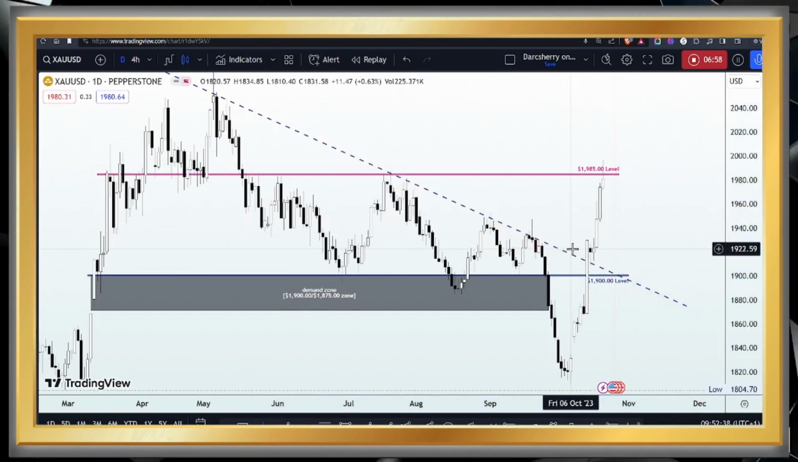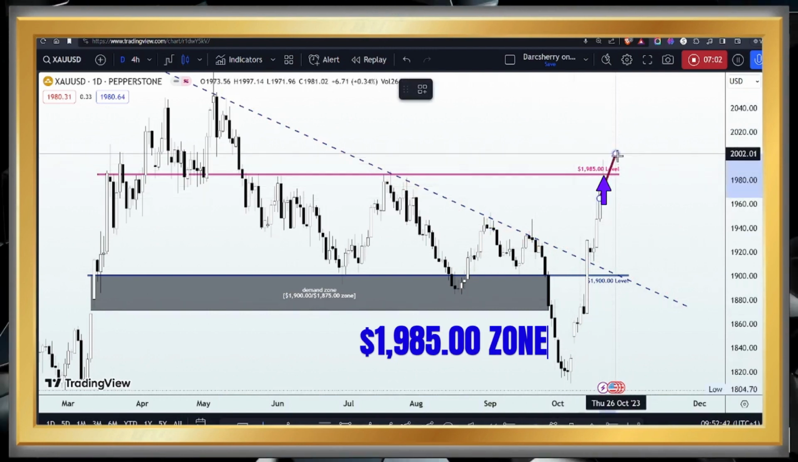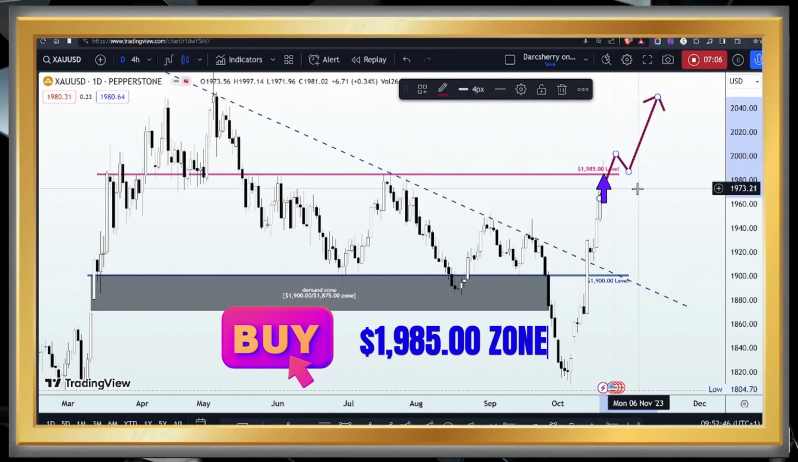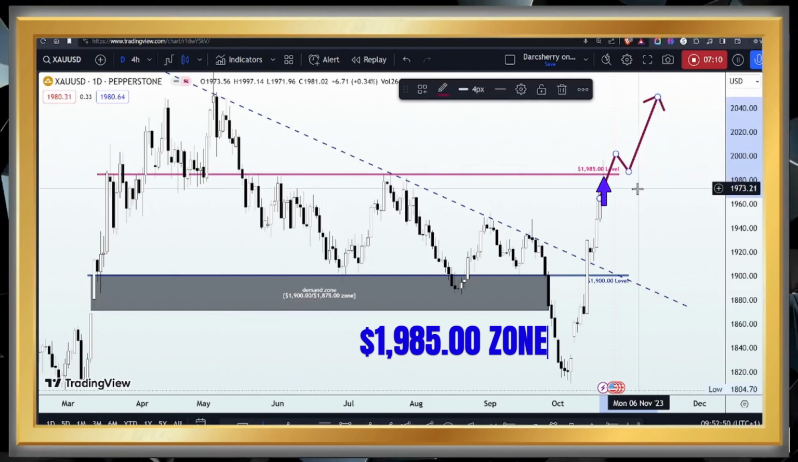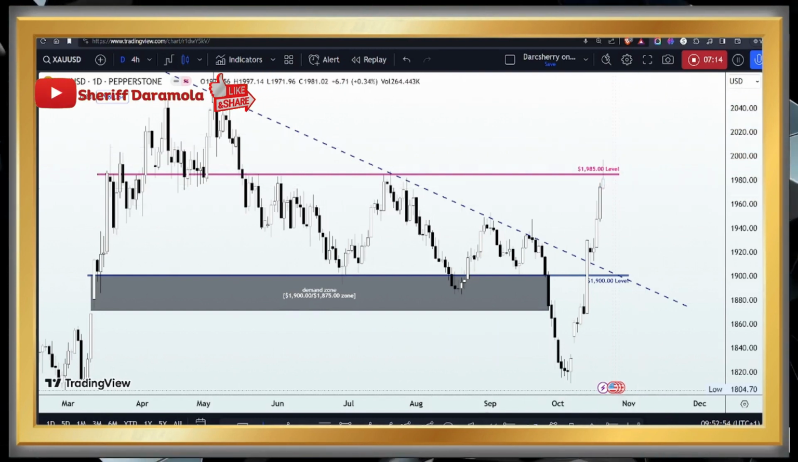However, if the contrary happens, and in the case scenario we have a breakout retest of the 1,985 area, then we will definitely be getting ready to buy. So these are my views on the XAUUSD for this week. It's a very simple setup to work with.